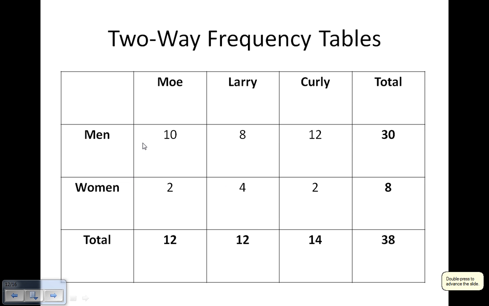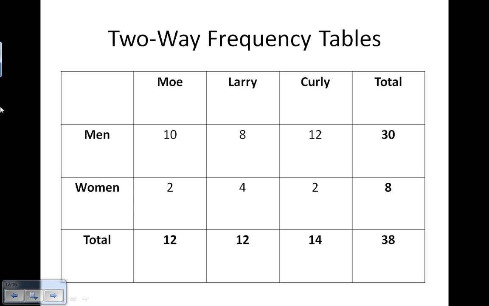Another way that we need to analyze the probability of an event is by looking at what's called a two-way frequency table. A two-way frequency table is a way to organize data in two variables. Here, there's been a survey, and I don't know if you're familiar, but Moe, Larry, and Curly are the Three Stooges. So someone went around and asked both men and women who their favorite Three Stooge was.